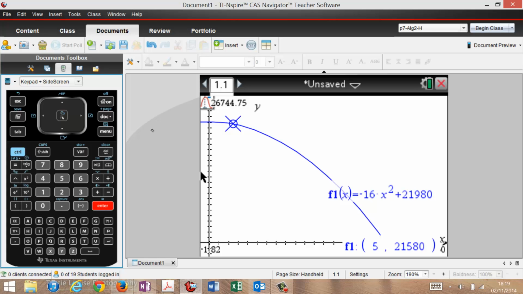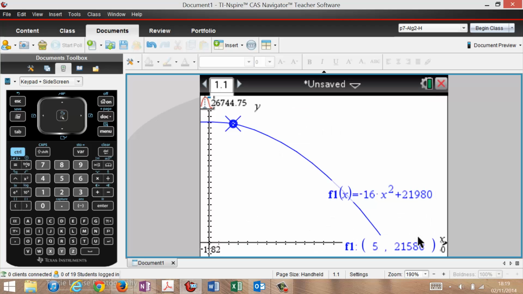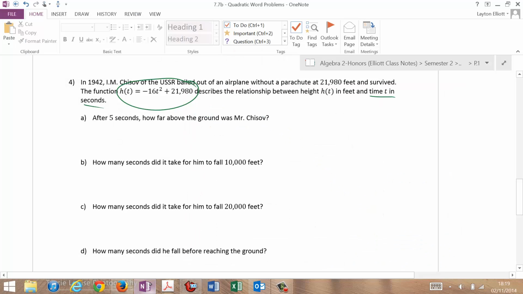Hopefully you're seeing this. Again, that was menu, settings, and then change it to float 6. And then hit make default. So that's going to change it for all the documents that we would create from now on. So that problem solved. That's one way to do it. And I'm just going to leave it there. That's an answer to the question. 21,580 feet. So at 5 seconds.